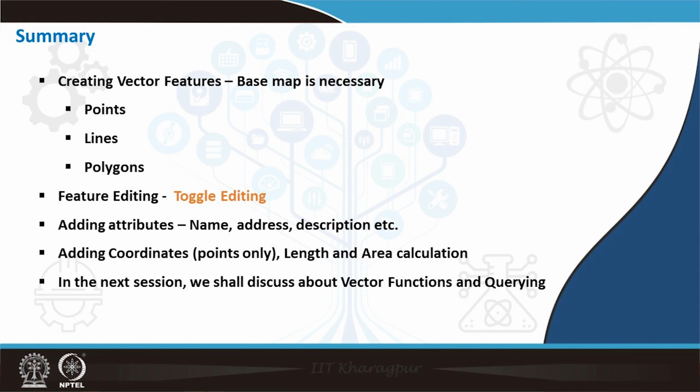Our base map was the Hyderabad topographic sheet, which was already georeferenced, and we also saw feature editing, adding points, and how to add the descriptions or the column heads in the attribute table and adding coordinates. This particular coordinate addition is possible only for points, length calculation for roads and area calculation for polygons or the lakes which we saw. In the next session, we shall discuss snapping and other topology.